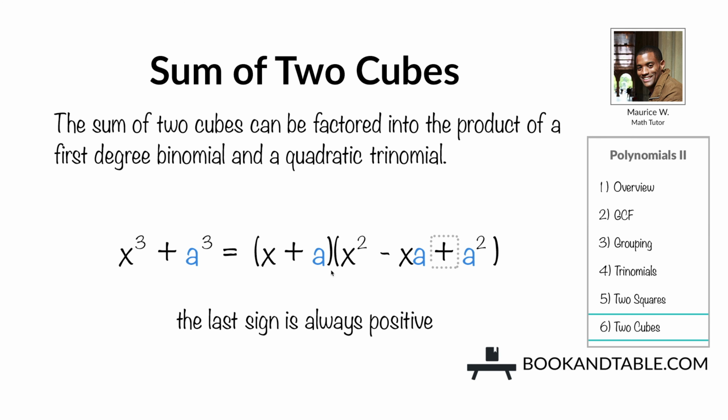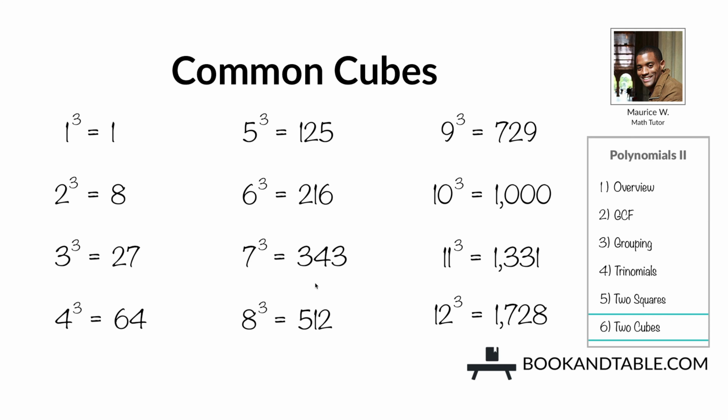Now before we get into an example, let's first review a few perfect cubes. This will help you get familiar with the types of numbers that you are likely to encounter in these problems. 1 cubed is equal to 1. 2 times 2 times 2 is equal to 8. 3 times 3 times 3 is equal to 27. 4 cubed is equal to 64. 5 cubed is equal to 125. 6 cubed is equal to 216.